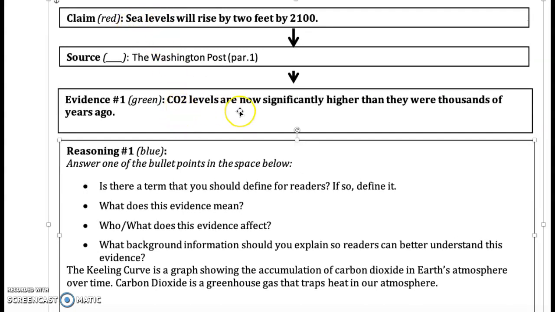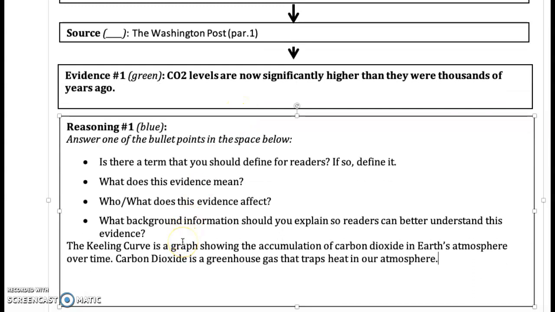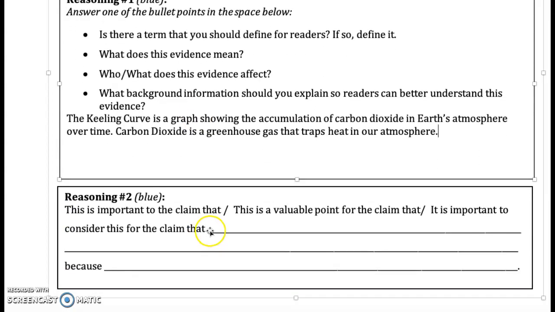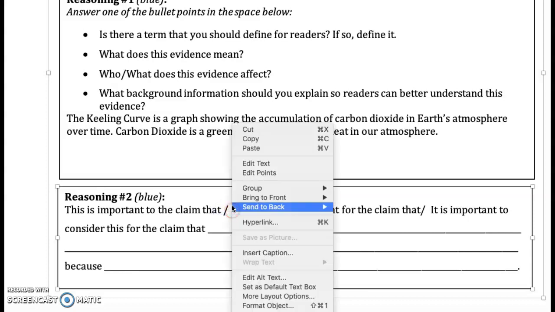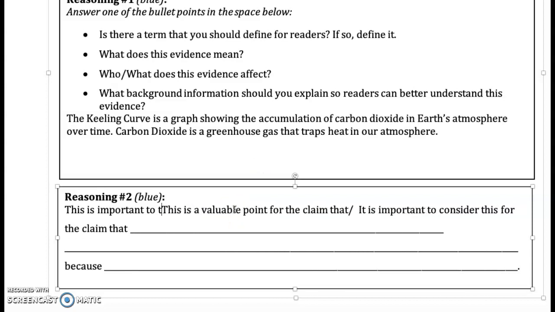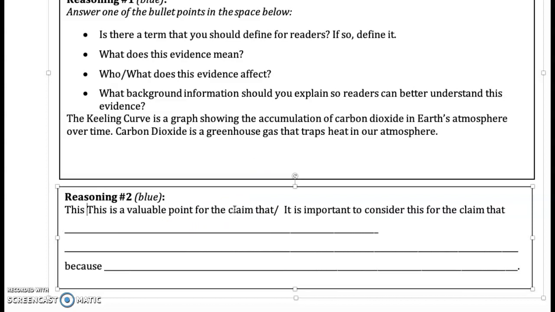Well, why does it matter that CO2 levels are higher? Well, CO2 levels being higher means that greenhouse heat is being trapped in our atmosphere. So reasoning number two, we're going to say this is important to the claim that, or you might start by saying this is a valuable point for the claim that. It is important to consider this for the claim. So I'm going to say, and you can really choose any one you want.